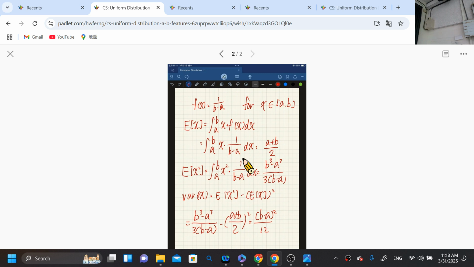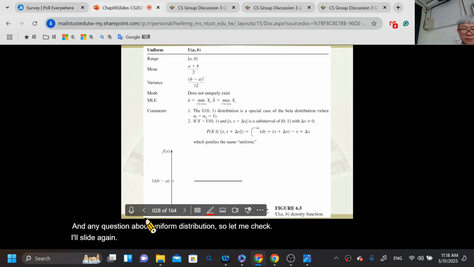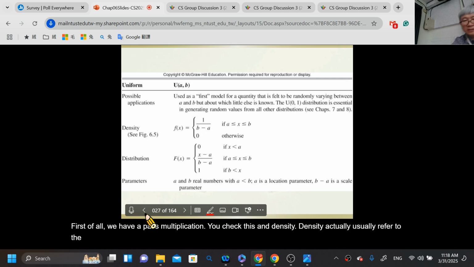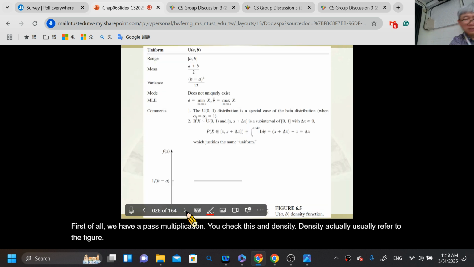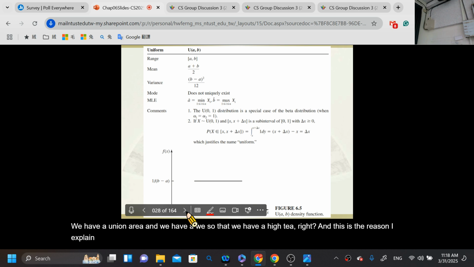All right, that's it. So this is the result by checking uniform distribution. And any question about uniform distribution? So let me check our slides again. First of all, we have a possible application. You check these. And density. Density, actually, you should refer to the figure. We have a unit area and we have a width, so that we have a height here, right? And this is the reason I explained that one. So I ask you to check that.